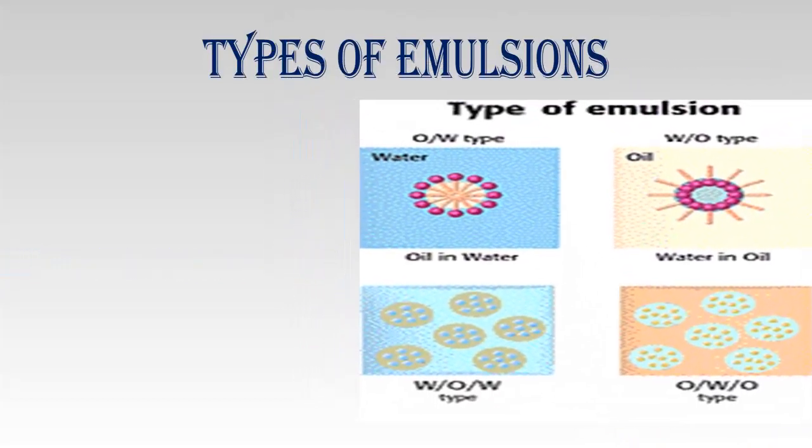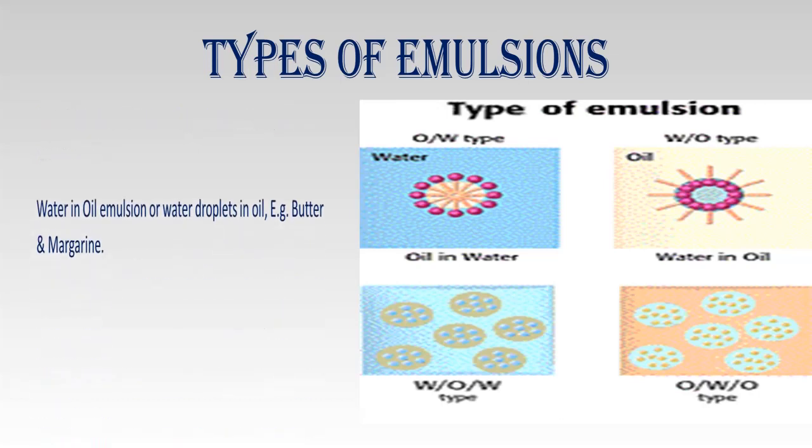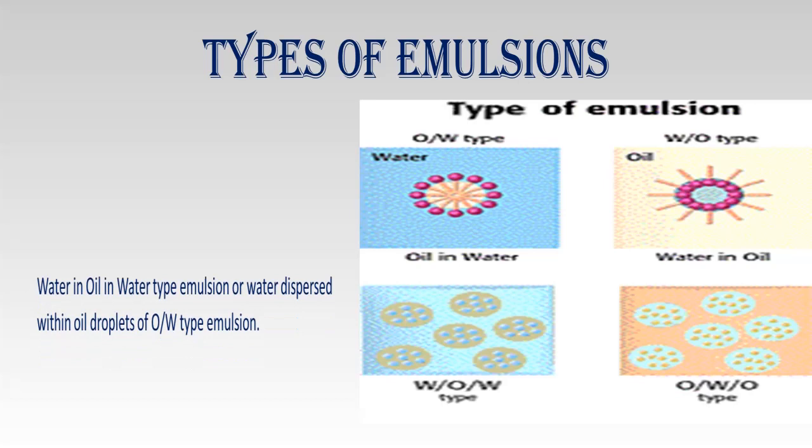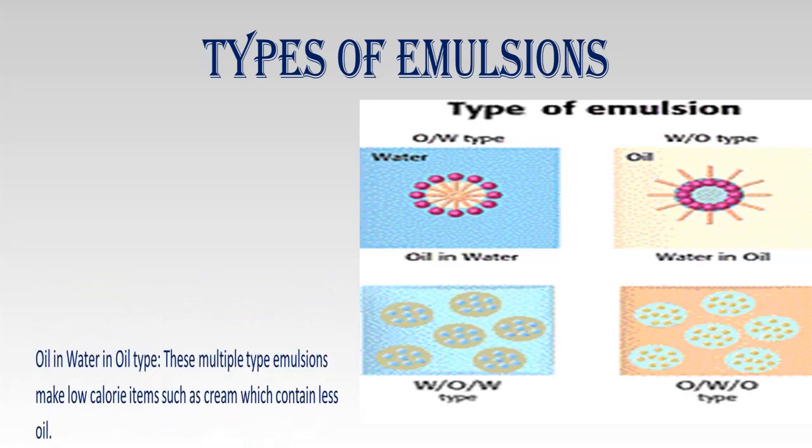This picture shows different types of emulsion. Oil in water emulsion, or oil droplets in water, can be found in ice cream and/or milk. Water in oil emulsion, or water droplets in oil, is found in butter and margarine. Water in oil and water type emulsion, or water dispersed within oil droplets of O/W type emulsion. Oil and water in oil type.